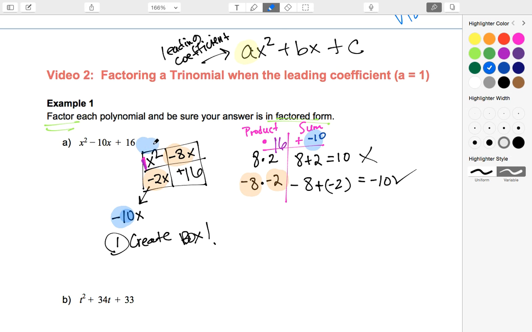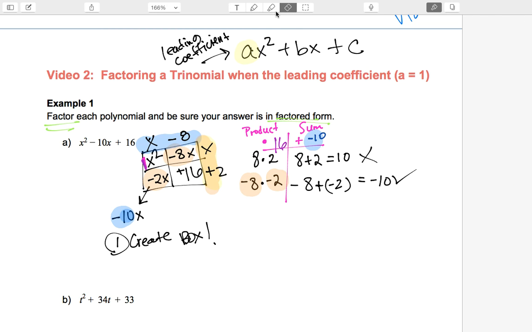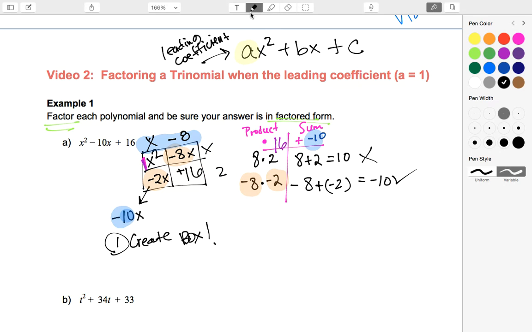And I think in class I've used consistently blue and yellow on the side as your factors, or I'll just use this one, right? So we're going to figure out what are the factors that we put on the side, right? So here we have x times x will give me x squared. What times x gives me negative 8x? Well, negative 8. Negative 8 times what will give me 16? Positive, or oops, I feel like I'm going to erase everything now. Okay. It should be negative 2.